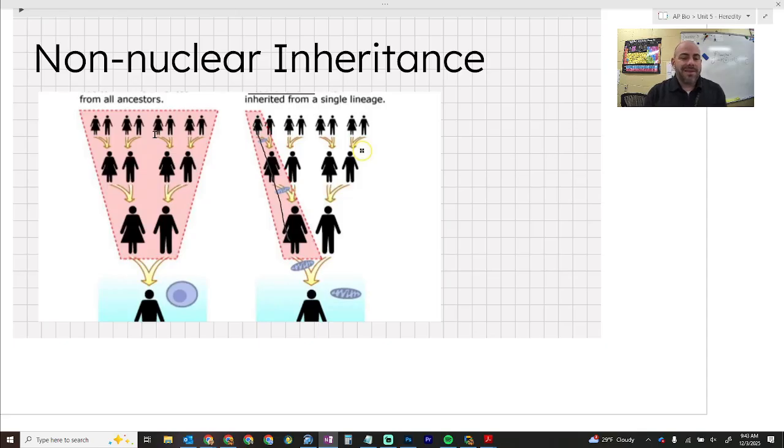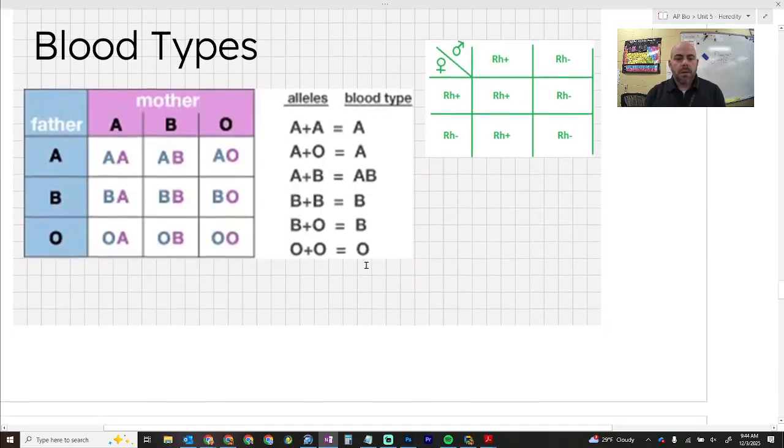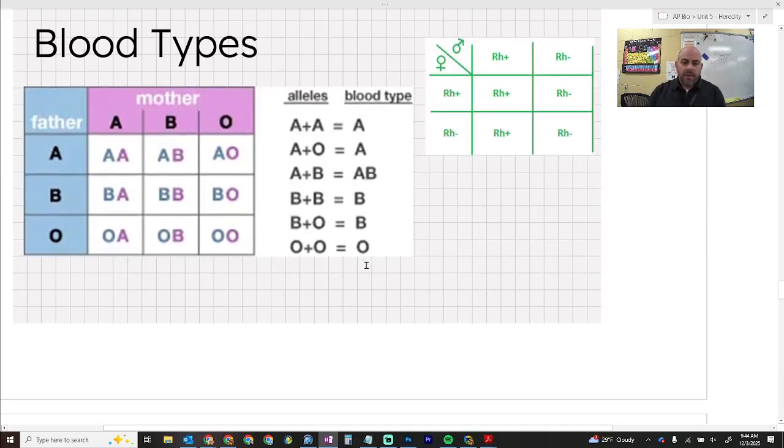And so you can detect a non-nuclear inheritance if it's something that is passed only from the mom, right? And so you can kind of see it on this chart here. Mom has it, and so all of the offspring are going to have it through the mother, right? Not the father.